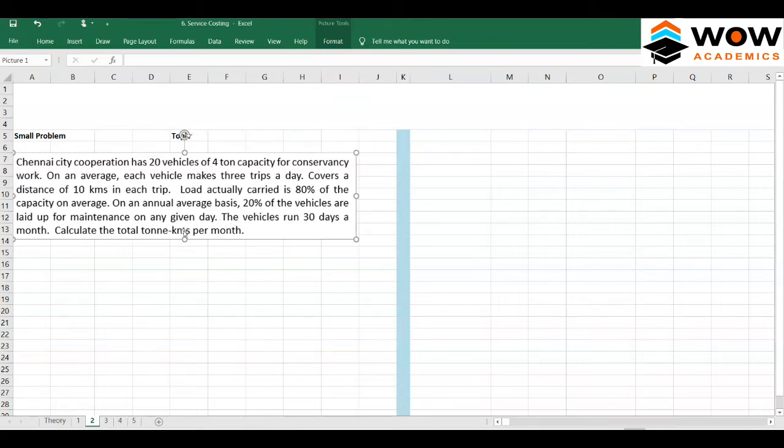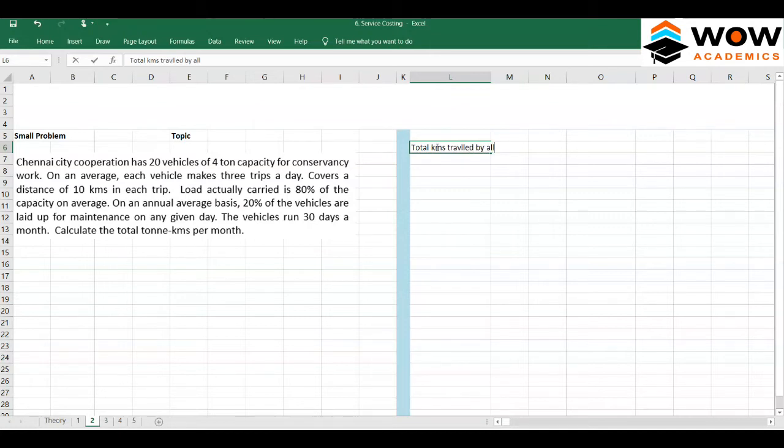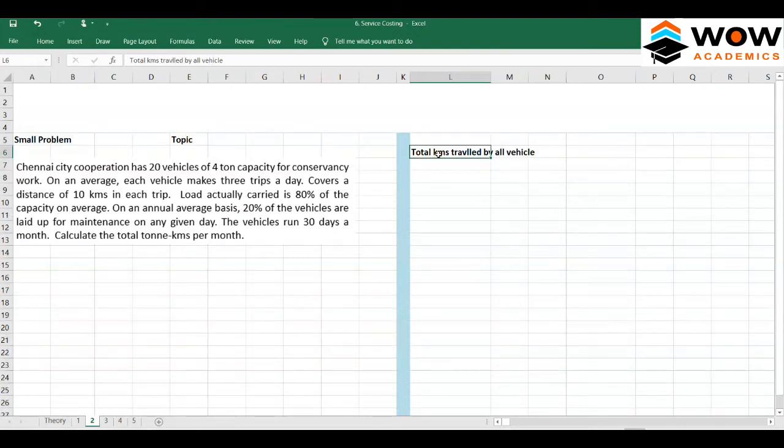Okay, he wants us to calculate something different, which is called ton kilometers. So first we'll try to find out the total kilometers traveled by all vehicles. Once we know this, we can then find out the total ton kilometers traveled. We don't need to worry about that now.